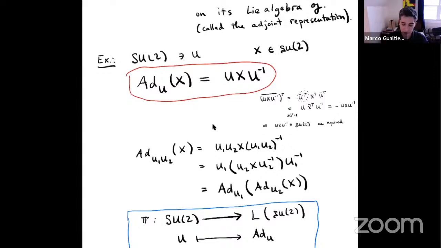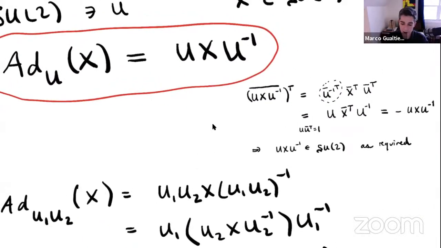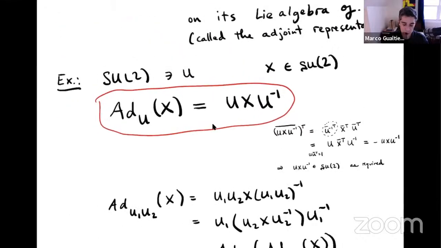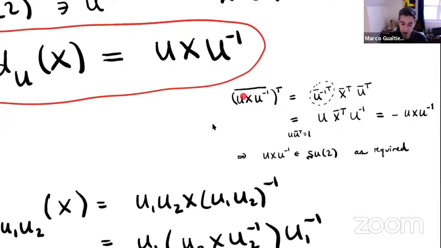And the point is that if x is in su(2), so if x is skew adjoint and U is an SU2 matrix, then I want to check that the conjugation of x by U is also skew adjoint. So I just made that little computation here, and you can easily check that because x is skew adjoint and because U is unitary, this is also skew adjoint.